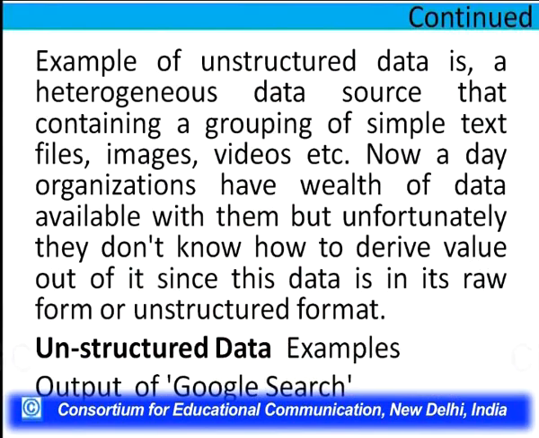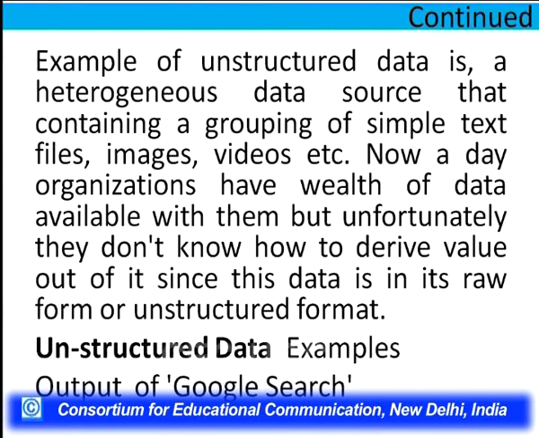And on Google, when you are searching something, you get video, audio, etc. So that comes under unstructured big data. So let us see an example. Unstructured data is a heterogeneous data source containing a group of simple text, file, image, video, etc. Nowadays, organizations have a wealth of data available with them, but unfortunately, they do not know how to derive value out of it, since this data is in raw form or unstructured format.